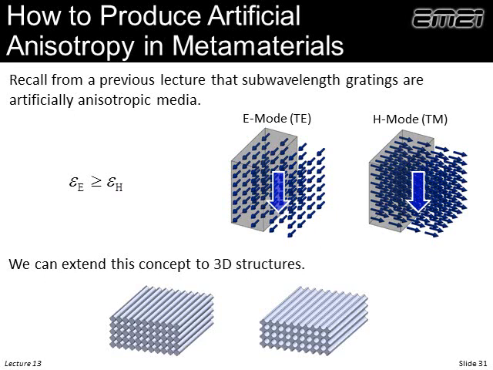Recall our lecture on subwavelength gratings, and we said those are actually artificially anisotropic media. And we explained that in terms of where the power is. For one polarization, the power kind of shifts or prefers to be in the dielectric. For the other, it's more evenly distributed, and so overall they see a different effective dielectric constant. So if we take that same concept now and extend it to 3 dimensions, we can draw what we would call anisotropic metamaterials.